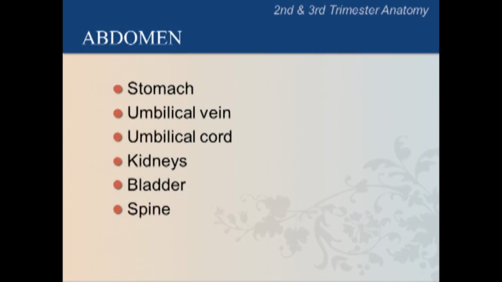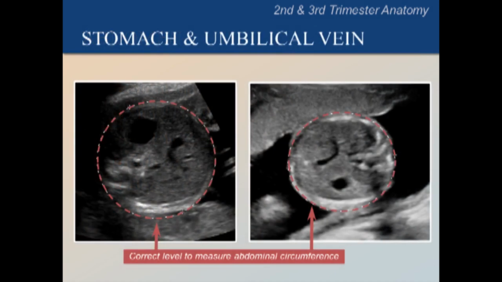Let's move now to the abdomen. These are the important abdominal structures that we will cover: stomach, umbilical vein, umbilical cord, kidneys, bladder, and spine. This is a transverse section through the abdomen. Please ask your trainer to show this slice with a doll.